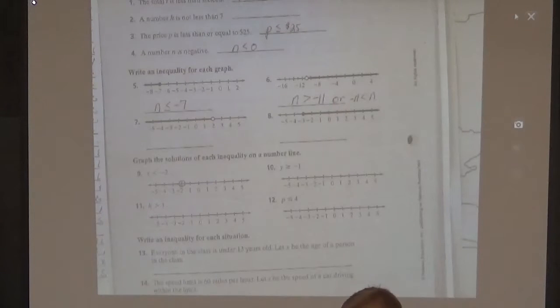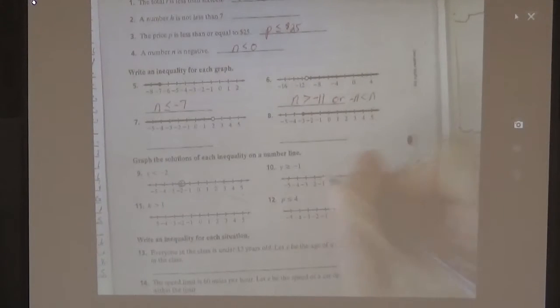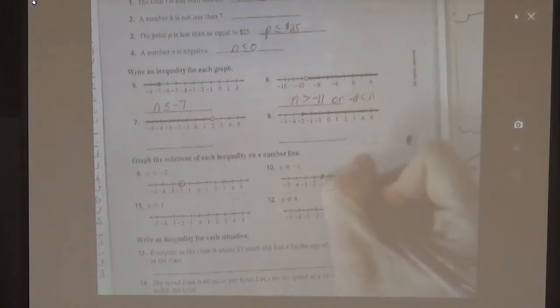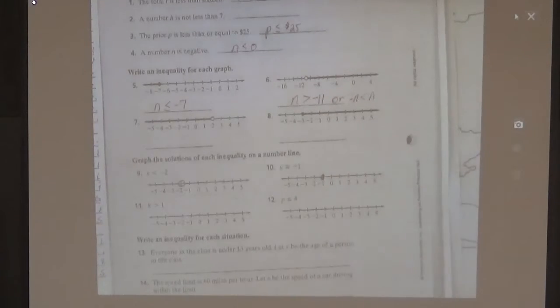An open circle is just like a circle around it, but if it was a solid circle, you'd fill it in. Right, so if we were marking negative 1 on number 10, you should fill in the tick mark with a solid dot. Let's go back to number 9.